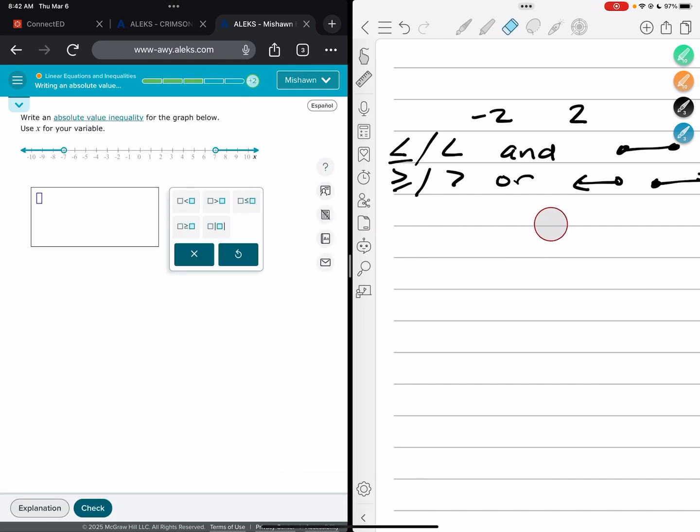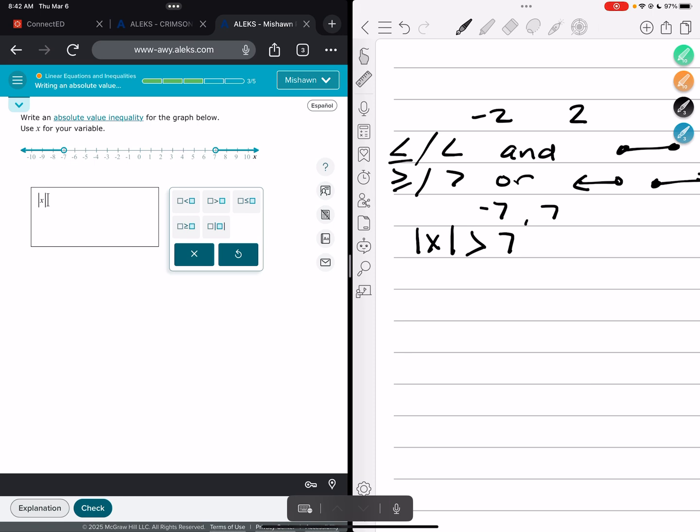Okay, and doing this one more time, I can see they're going in opposite directions, so that's an or, and I can see that they do have open circles, so that means it's just going to be a greater than. I do see that both of them are at -7 and 7, so since they're at the same number, I just put the 7, and I write absolute value of x on the other side. So absolute value of x is greater than 7, which we can check.